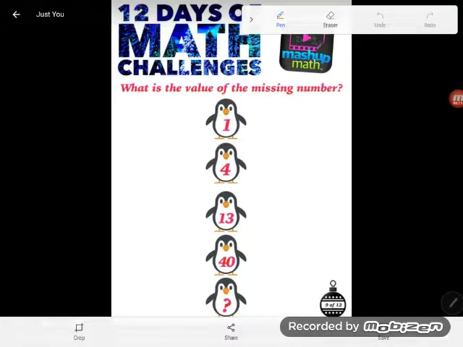Hey GED students, it's GED question of the day, and we're looking at another little brain teaser from Mashup Math. This one says, what is the value of the missing number?